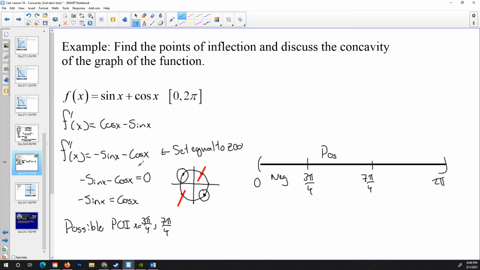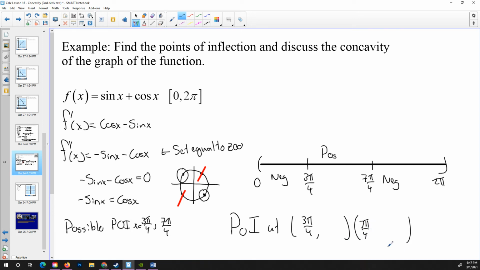And let's see. So let's go 11 pi over 6. So the sine of 11 pi over 6 is going to be negative 1/2. And the cosine of 7 pi over 6 is square root of 3 over 2. And so negative, that makes it positive, but it's still smaller than the cosine magnitude. So this is going to be negative. So I am going to have points of inflection at 3 pi over 4, comma, and 7 pi over 4.